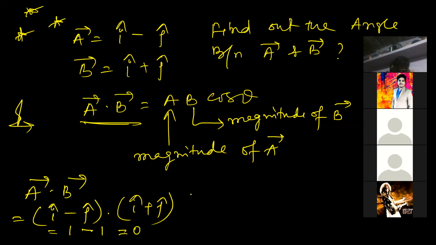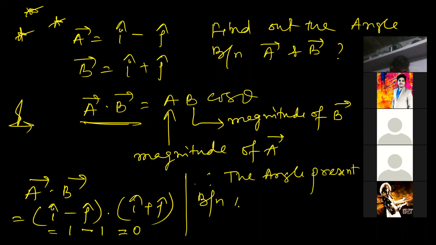As their dot product is 0, the angle between A vector and B vector is 90 degrees. As their dot product is 0, they are perpendicular to each other. So you need not find the magnitude of A, the magnitude of B, and you need not substitute all the values in the given formula. This is the benefit of getting a dot product of 0.